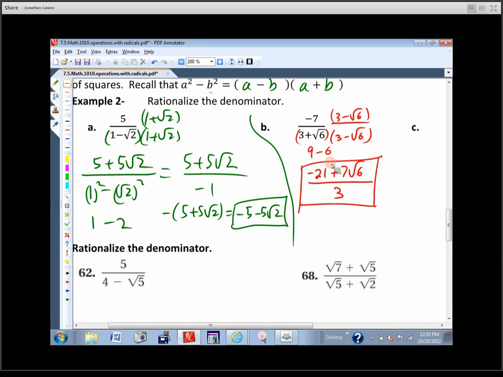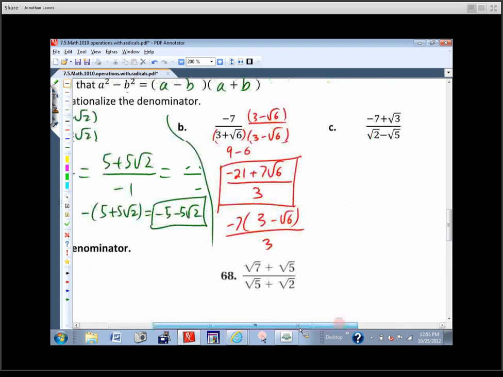Couldn't you take a negative 7? Okay, let's take out a negative 7. You're left with a 3 minus radical 6 over 3, right? Does that get us anywhere? Nope. Okay. Any questions? Glad you're on the ball.